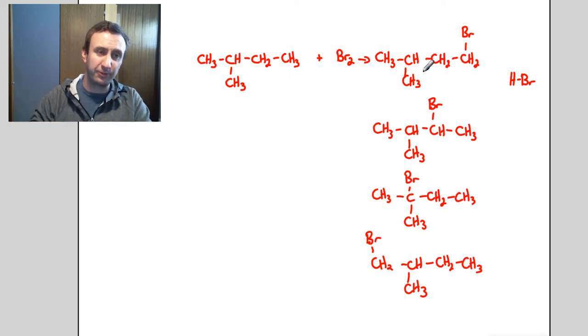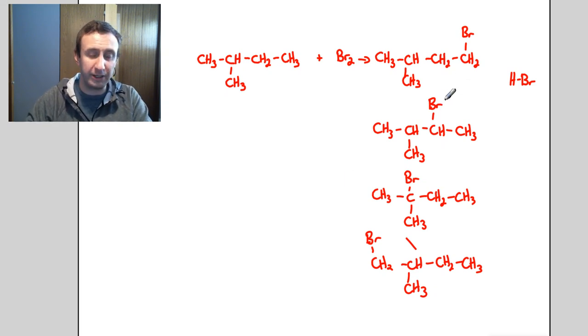I don't want to write out the names for this. That's going to be painful, but let's just name these on the fly so you would know what it would be called. This would be 1-bromo-3-methylbutane. This would be 2-bromo-3-methylbutane. This would be 2-bromo-2-methylbutane, and this would be 1-bromo-2-methylbutane. So 4 different names, which is how I know that it's 4 different isomers.